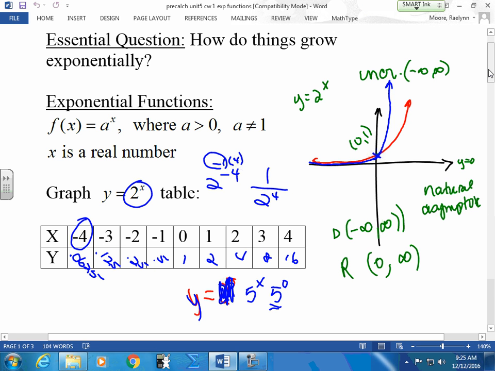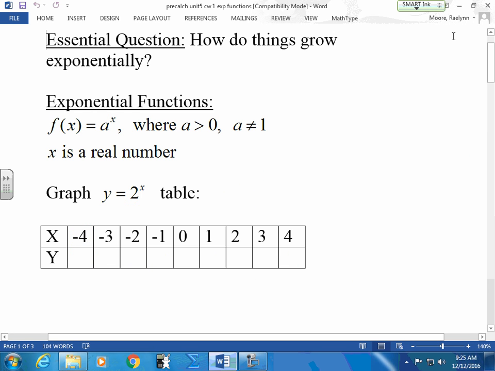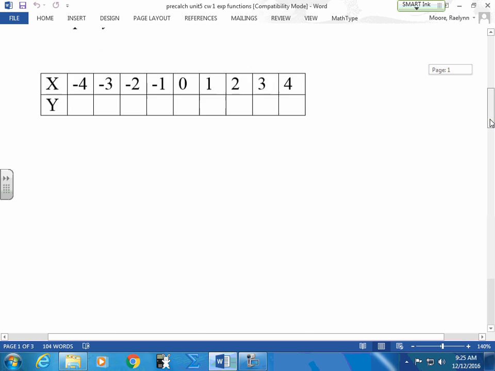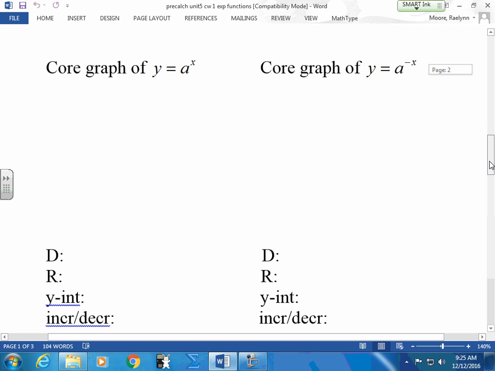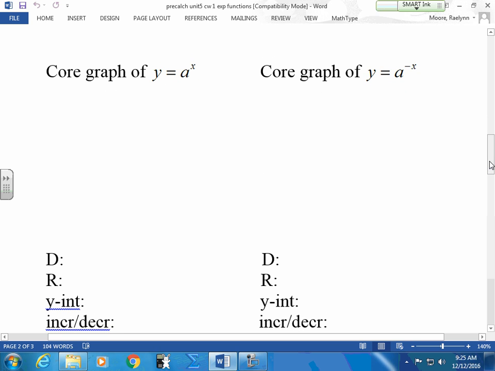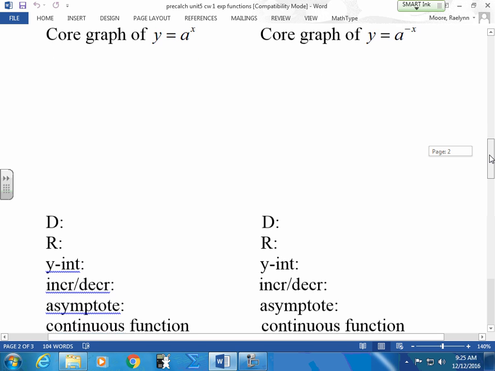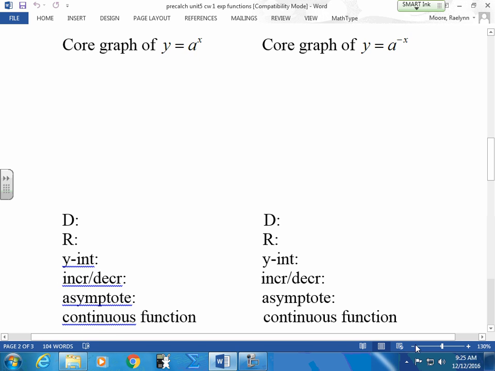Pretty much you did this in 10th grade, probably not beyond that, but algebra 2, you did this as well. Alright, so now, let's just establish a few of the rules here. As I said, this is just basic review today. We're going to throw the negative exponent in a second. Okay. Underline continuous function.